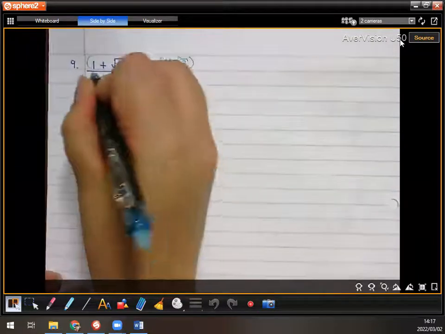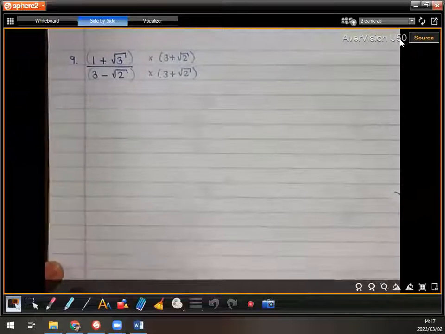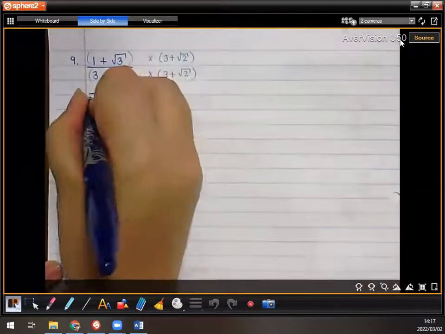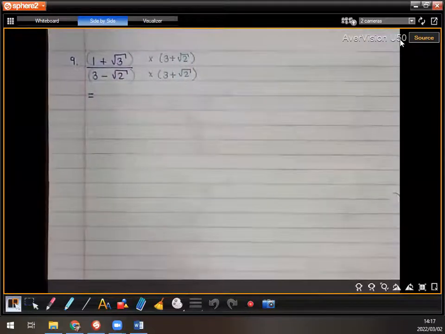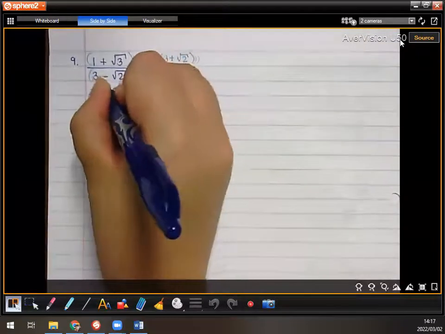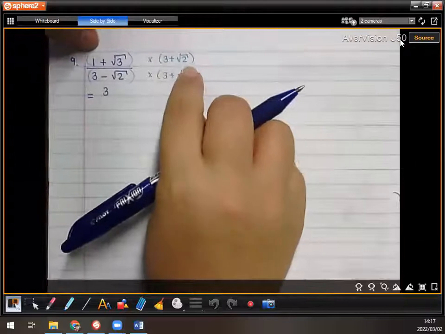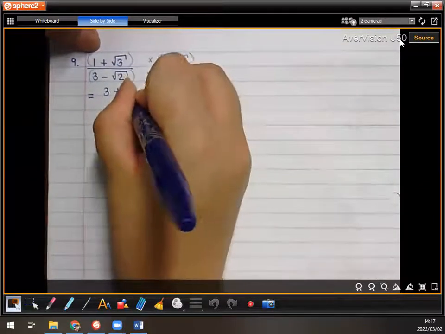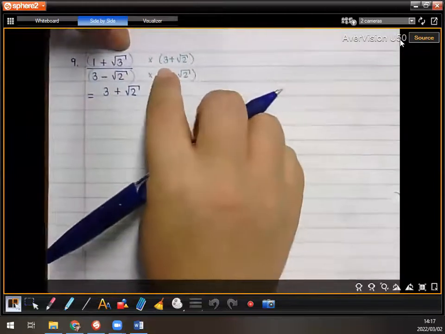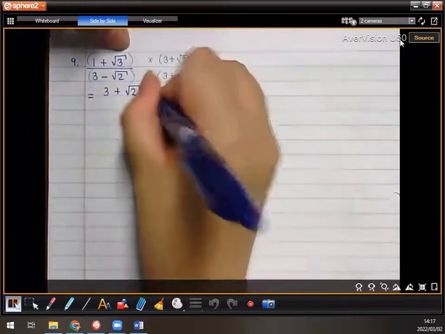We put our brackets. Okay, I'm going to FOIL out very quickly, but with the foiling out, because we have different surds, we're going to get different types of terms here. So 1 times 3 is 3. Then we do the outers, which is root 2. Then we do the inners, which is 3 root 3.